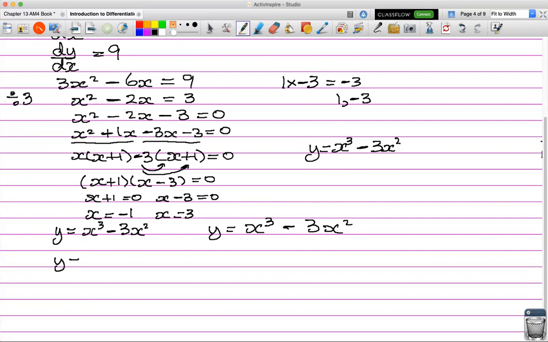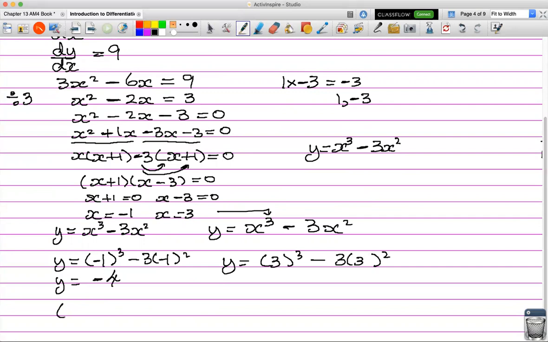Using the empty bracket method, empty bracket cubed minus 3 empty bracket squared. Here the same thing, empty bracket cubed minus 3 empty bracket squared. Inside this bracket, we're putting minus 1. Inside this bracket, we're going to be putting the 3. We're now going to work it out. Minus 1 cubed is minus 1. Minus 1 squared is plus 1. So it's going to be minus 1 minus 3. It should be minus 4. I would check that if I were you. I was doing it in my head.